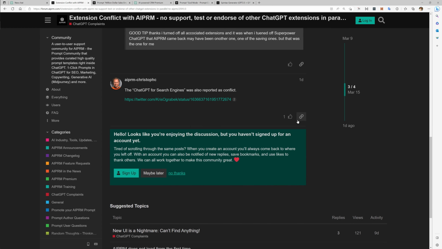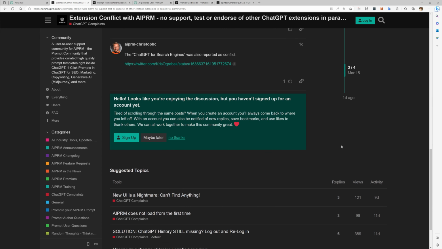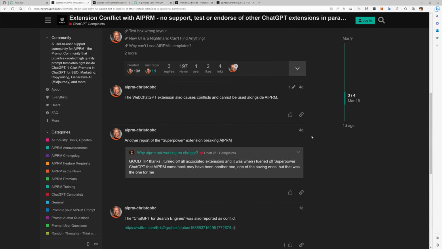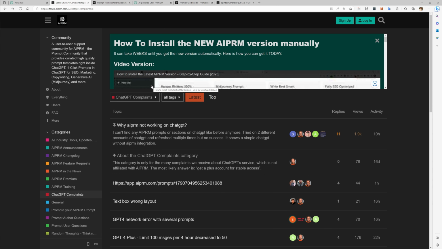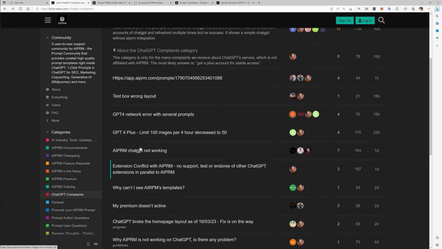So we had complaints about actually quite popular extensions, the Web ChatGPT extension or the Superpower extension and the ChatGPT for search engine. They all have something with ChatGPT in their names. So you can expect them to cause troubles. Maybe this is important. But going back, this is the category for complaints that should actually be directed towards OpenAI. AIPRM is not affiliated with OpenAI at all. So we're not running ChatGPT. We're running on ChatGPT.